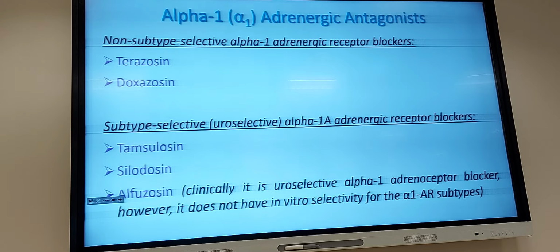Will they affect blood pressure? No. So if somebody has hypertension, you will not use this. This is not indicated for hypertension. For hypertension, we have trazodone and doxazone. So someone who has BPH as well as hypertension, you can choose one of those two. But if someone does not have hypertension, then you should prefer one of these three drugs, which are, can you name these three?